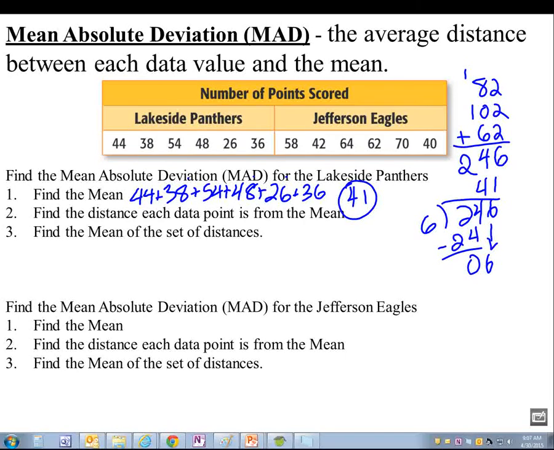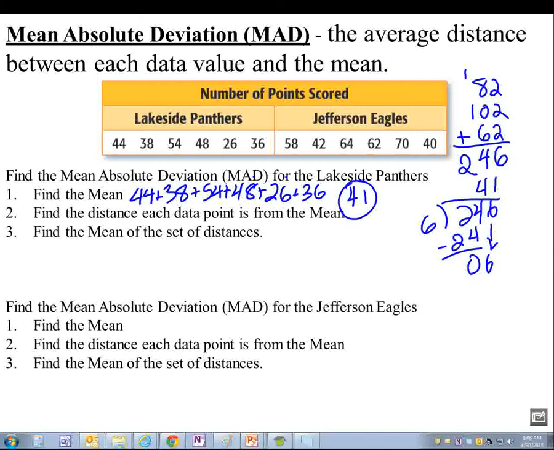You can add them all up. I just did the first one in my head. Make sure you're paying attention to the question that's being asked. So we're done with the first step.